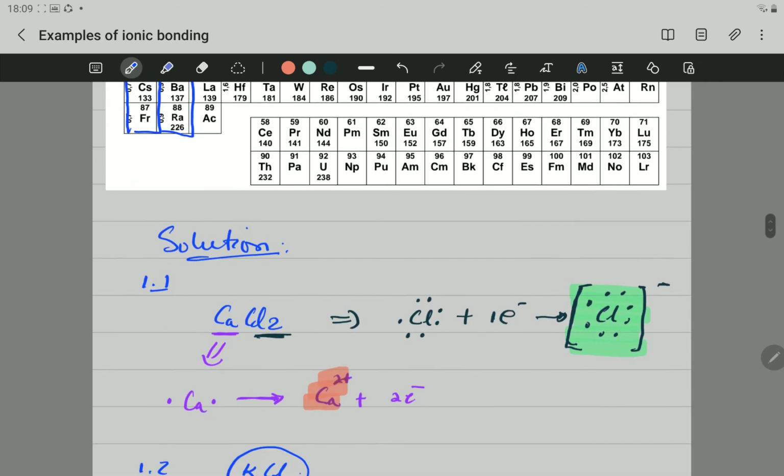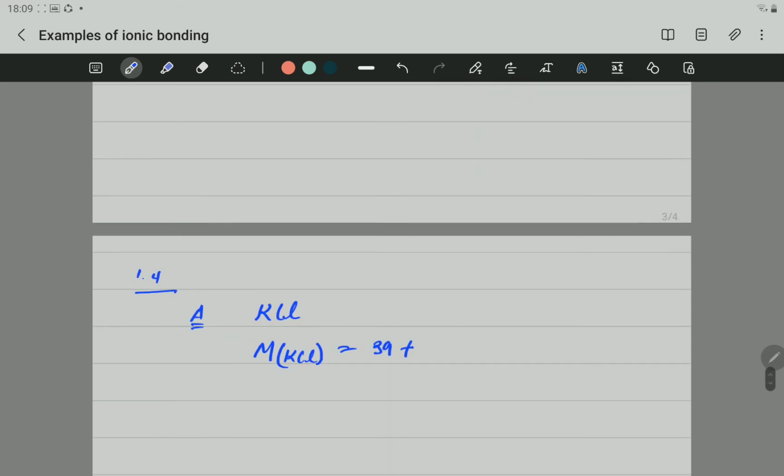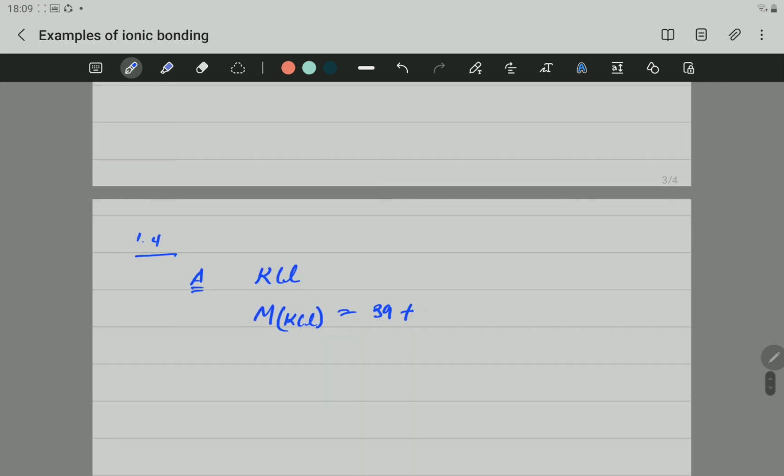All right, so 39 plus 35.5, and this is going to be equal to 74.5. Let's write unit, but the actual unit is grams per mole. You will learn about that at another moment. Okay, for now you can write unit. All right, so that is for A. I think it's quite easy.